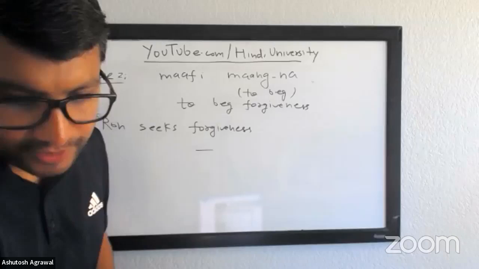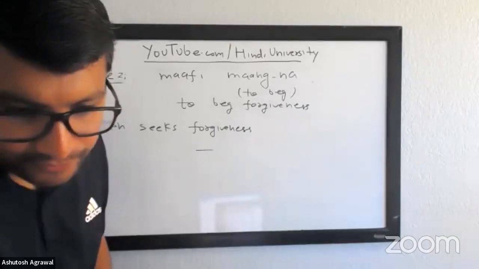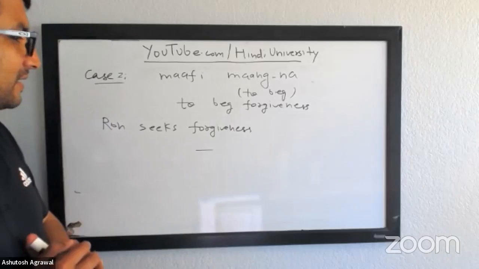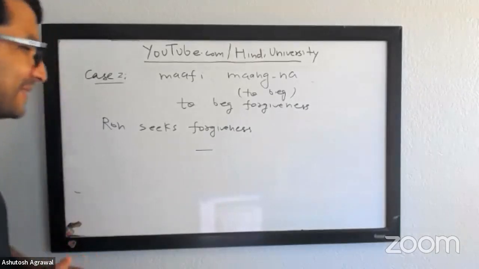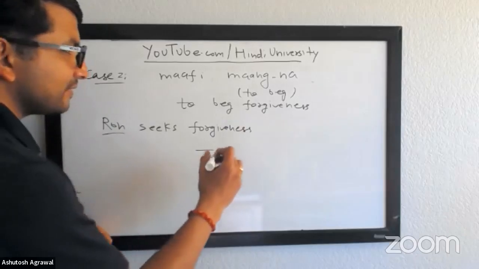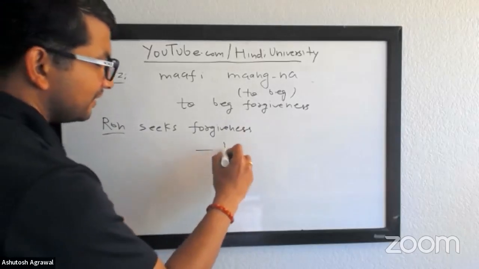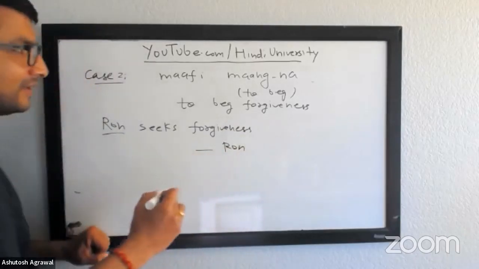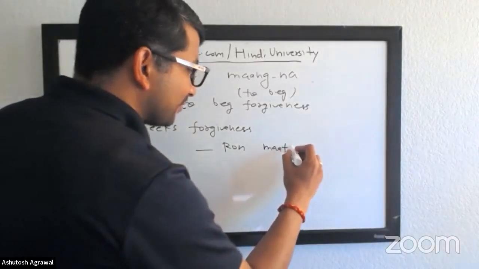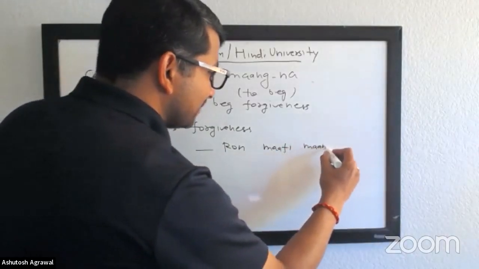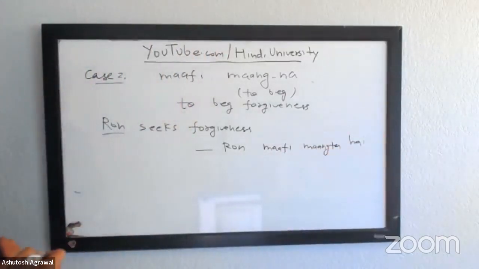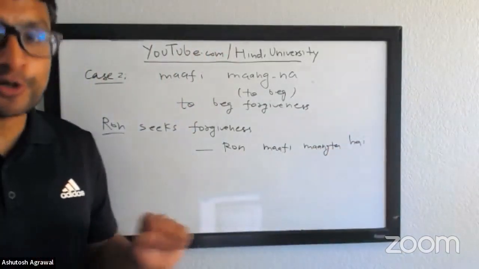Okay, Ron seeks forgiveness. Let's say somebody who's not tried before. Tom ji, how are you doing? Namaste, Ashu ji, मैं ठीक हूँ. Okay, how will you try that? Ron माफी मांगता है. Beautiful. Ron माफी मांगता है. Okay, Ron माफी मांगता है. Great. Okay, so far so good.